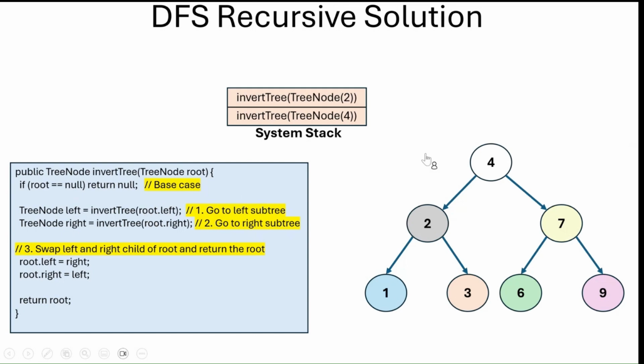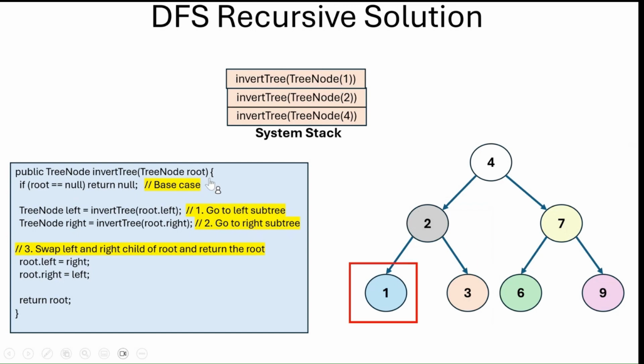What is the left child of 4? It is 2. So the invert tree function will get called with tree node 2 as the root. Now, the invert tree function is being called in the context of this subtree where 2 is the root. Now we'll again go to the left of that, which is invert tree with tree node 1 as the root.